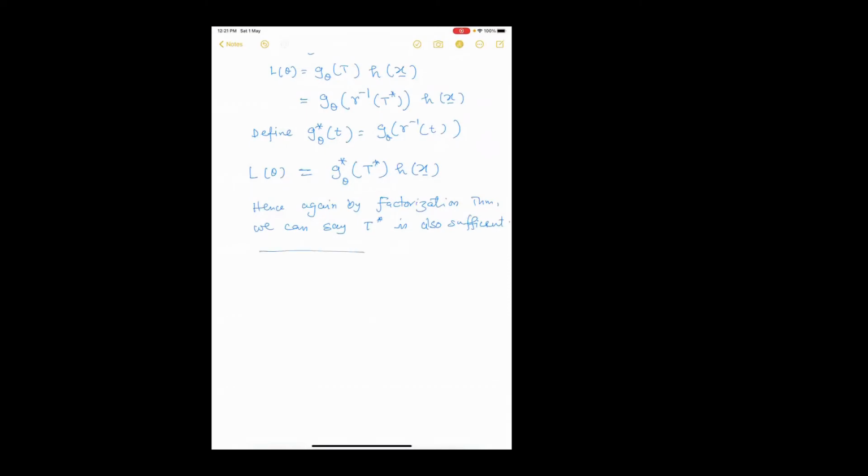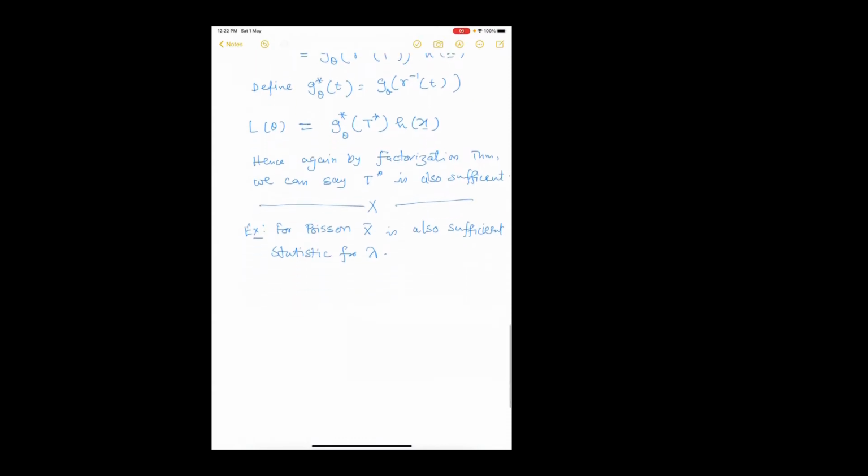So now by this result, we can say that for Poisson, X bar is also a sufficient statistic for lambda. Similarly, you can show that X bar is also a sufficient statistic for the proportion when you are doing it for the binomial distribution or Bernoulli distribution. Okay.